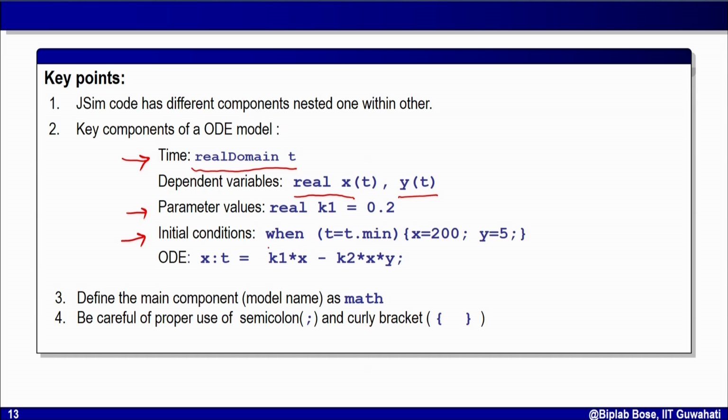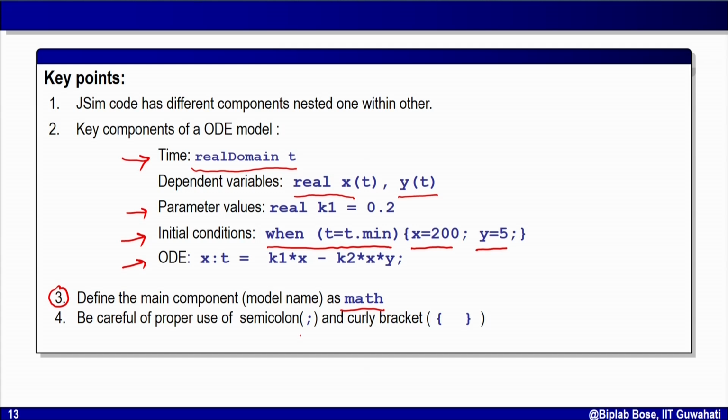So it is done like this: when t equal to 0, that is t equal to t.min, at that time x is 200 and y is 5. This is the format by which you write and tell JSim this is the initial condition, and you define the ODE. And remember one key point: the main component is the name of the model that you choose, and define that as a math type. Otherwise, JSim will not understand that it is a mathematical problem.